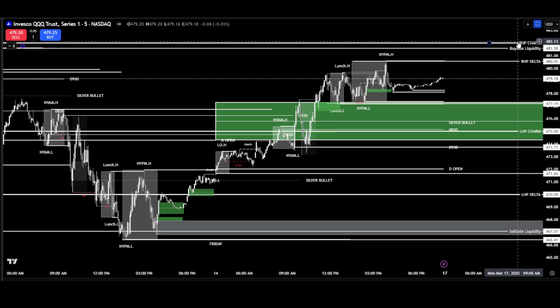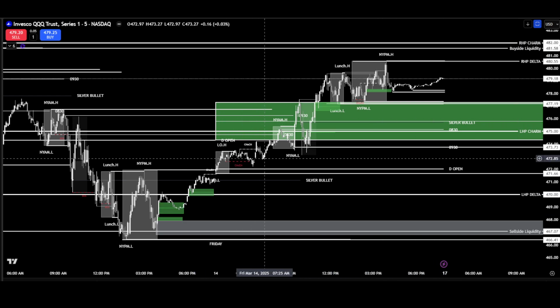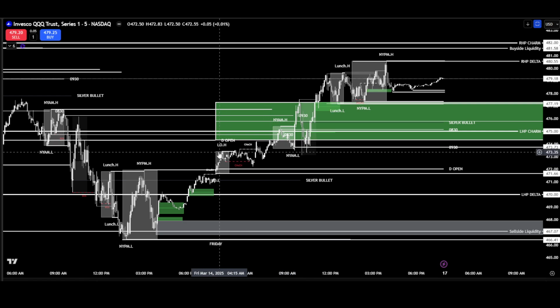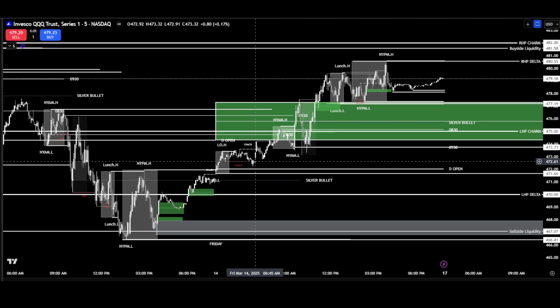So it doesn't have to be in this black area that is not a kill zone. I'm just saying, if we got one kill zone here, we want to see that liquidity get swept outside of that kill zone. And then I'm not going to put importance on my chart for it.